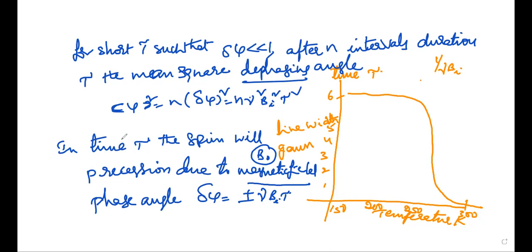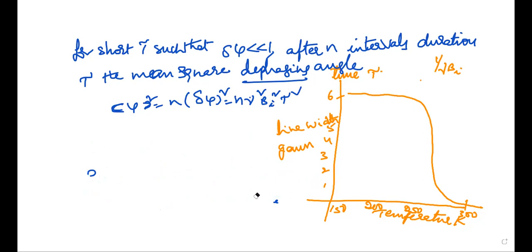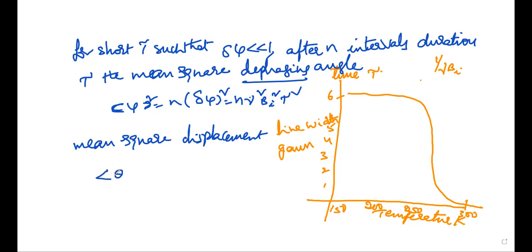The mean square displacement from the initial position after n steps of length L in random direction is the mean square displacement equal to n into L square.